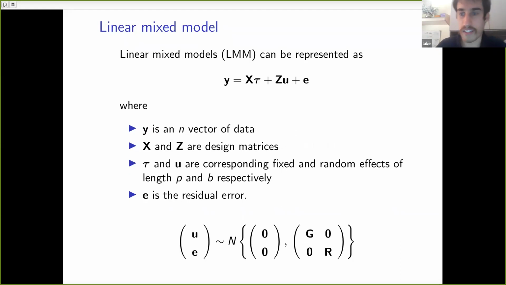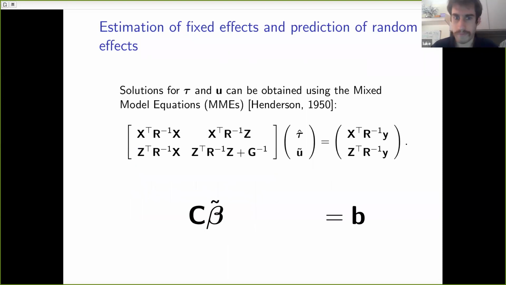So here we have our standard definition of a linear mixed model. You have the response Y, the design matrix X for the fixed effects tau, the design matrix Z for the random effects U, and then E is the residual vector. U and E have variance matrices G and R. They're normally distributed with mean 0, and they're independent of each other. I think we've all probably seen these before.